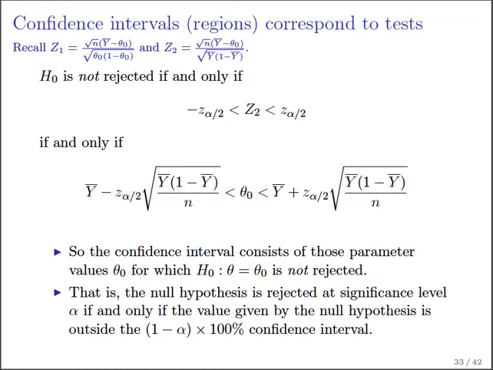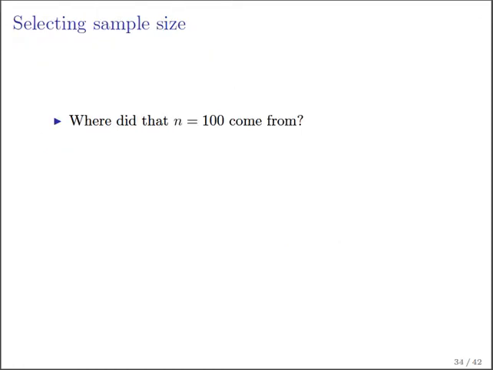And so this is the basis of the statement that the null hypothesis is rejected at significance level alpha if and only if the value given by the null hypothesis is outside the 1 minus alpha times 100% confidence interval. And that value is very often zero, like a difference between means of zero. In this particular case, theta zero is a half for our exact problem. But the null hypothesis is going to be rejected if and only if the null hypothesis value for a two-tailed test is outside the 1 minus alpha times 100% confidence interval.